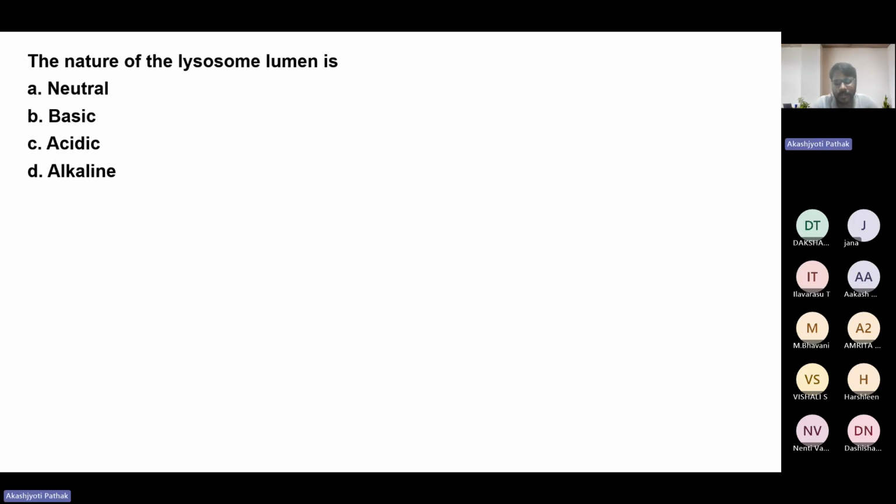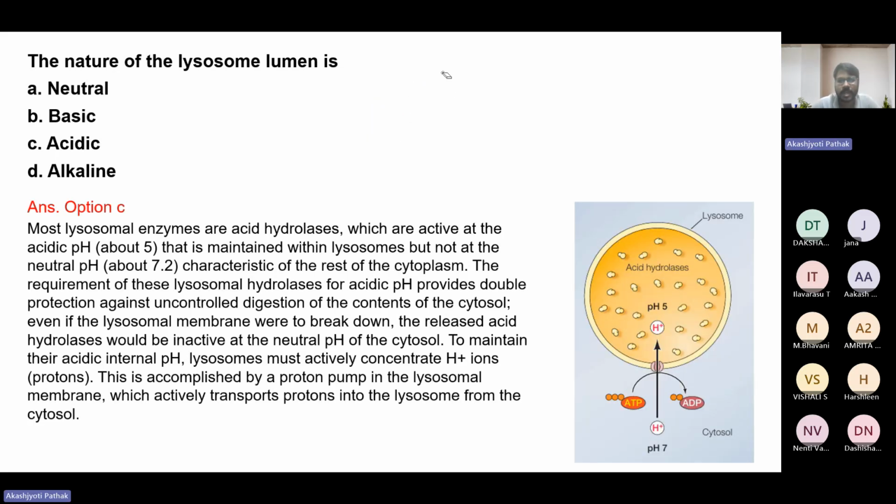It is acidic because, first of all, it has V-ATPases. ATPases are basically membrane proteins which actively transport. So if you look at the structure, I'll show the figure. Okay, so yes, the answer is option C.